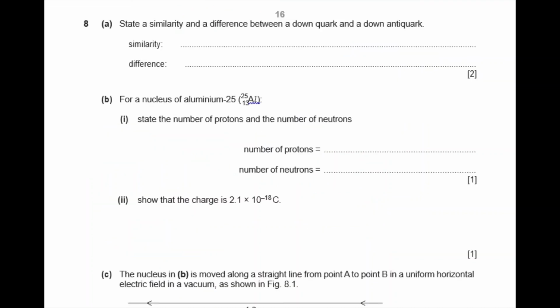Number 8, state a similarity and a difference between a down quark and a down antiquark. So similarity: same mass, or you can say same charge magnitude. Different: one is the down quark and one is the down antiquark, so opposite sign charge, because one is positive, one is negative.